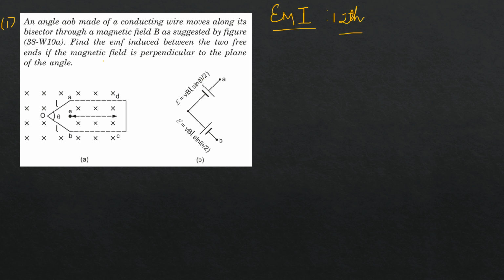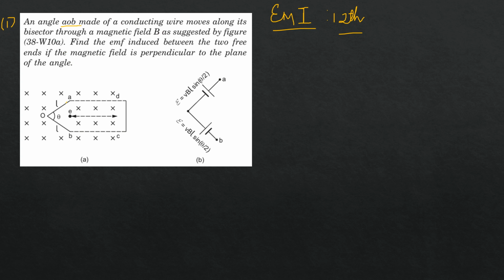So the first question is: an angle AOB, made of a conducting wire, moves along its bisector through a magnetic field B as suggested in the figure. Find the EMF induced between the two free ends if the magnetic field is perpendicular to the plane of the angle. So first pause the video and read the question. After that, you continue.